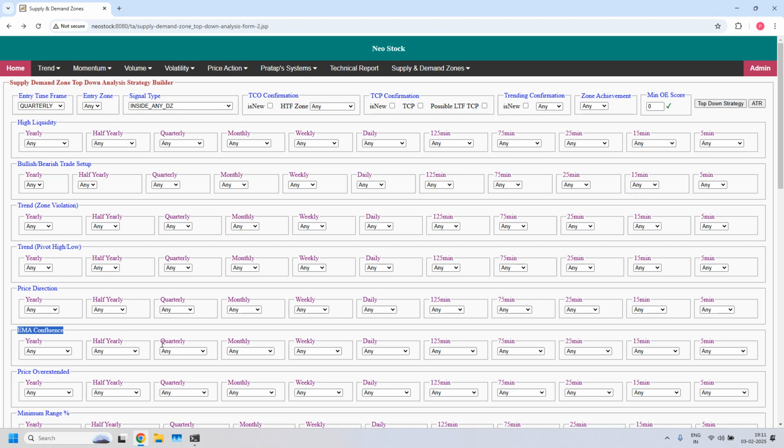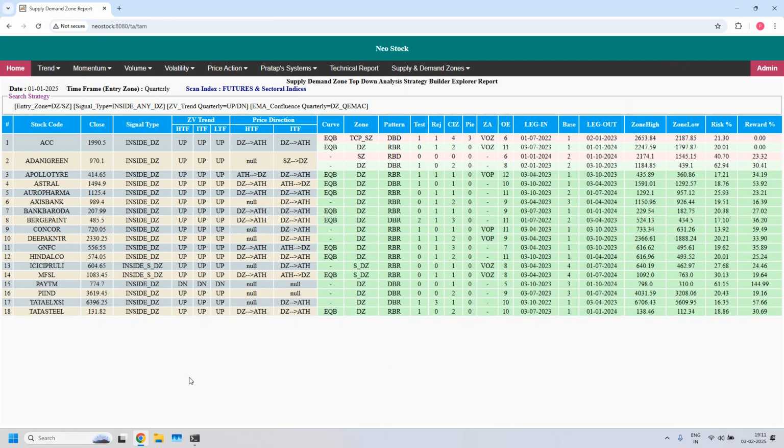So in the quarterly time frame, I'm enabling the filter quarterly demand zone having quarterly EMA Confluence. And the trend on the quarterly time frame should be either up or down. It should not be sideways. Let's filter. We got 18 stocks. So these 18 quarterly demand zones are having quarterly EMA Confluence, and also current price closed inside the quarterly demand zone.